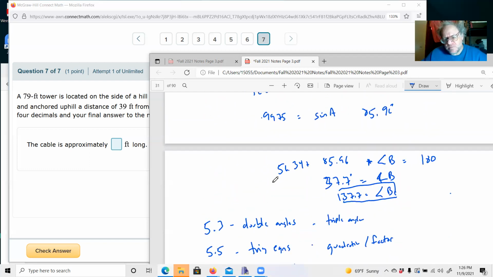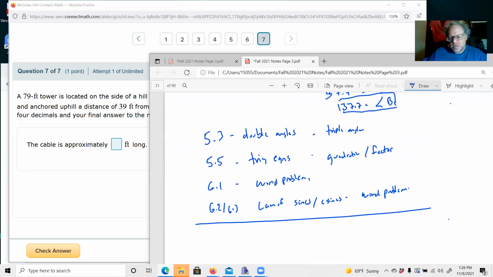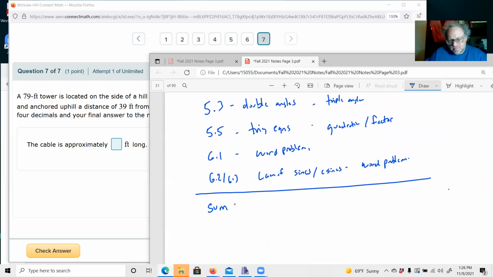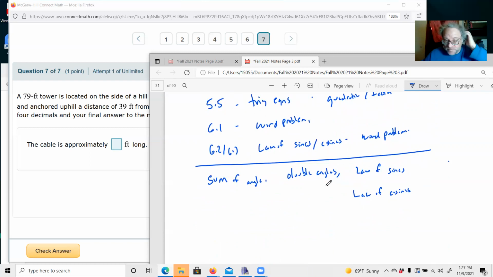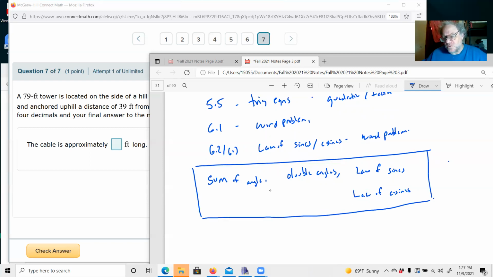You have to know formulas, you have to know sum of angles, double angles, law of sines, law of cosines, plus all the other formulas you've memorized up until this point. So you still have to know Pythagoras ones and things like that, but those are the ones that are featured. Tangent, the sine over cosine, stuff like that. Those are the ones that are featured.